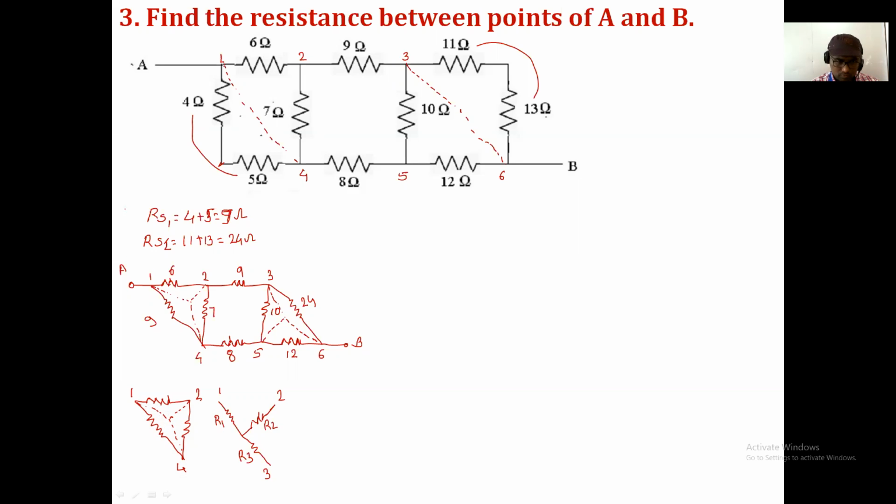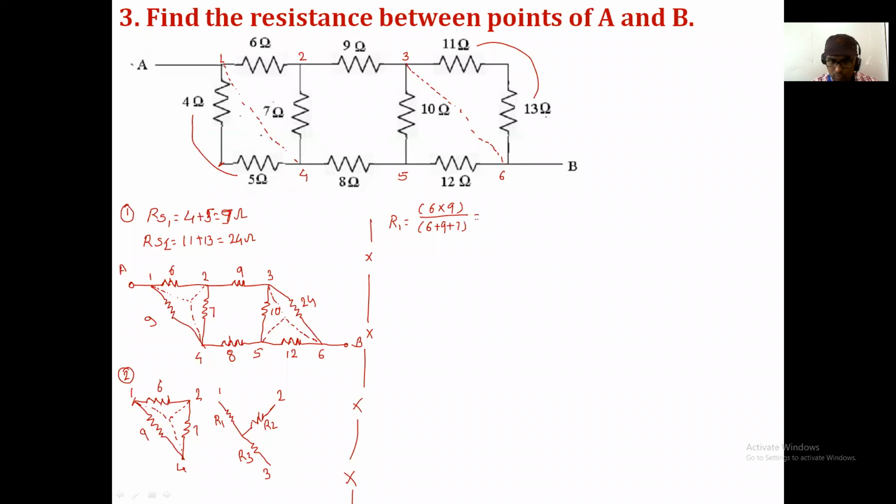This is my first step. This one is my second step. And now we have to calculate the values of these R1, R2, and R3. So here I say that R1 is equal to, R1 is connected to point 1. See, here only one terminal is connected. So at point 1, the product of the two resistances, but before that let me write it down: 6, 9 and this one is 7. Product of the two resistances, so 6 multiplied by 9 divided by the sum of the three resistances, 6 plus 9 plus 7.